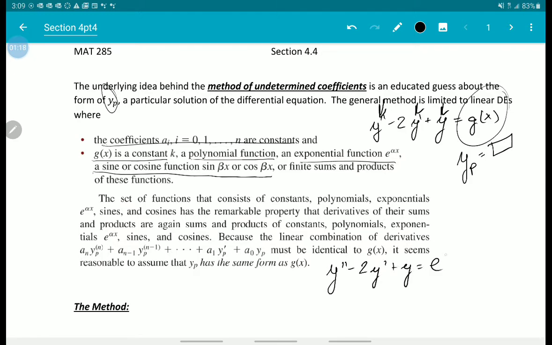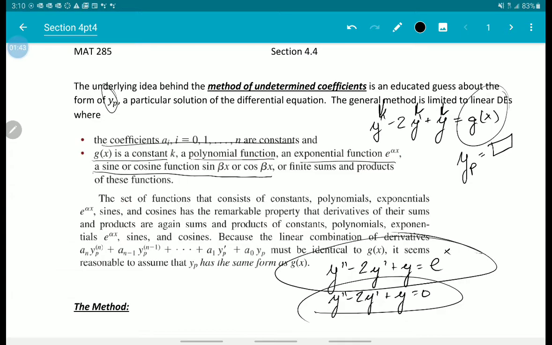Let's say we have something like this. Well, first off, if this were equal to 0, that would be a homogeneous differential equation, and we could solve that using techniques we talked about in section 4.3, where we came up with that auxiliary equation and solved it. That would give us what's called a complementary solution. But now we want to find that particular solution, because this is a non-homogeneous differential equation, because it's equal to e to the x and not equal to 0.